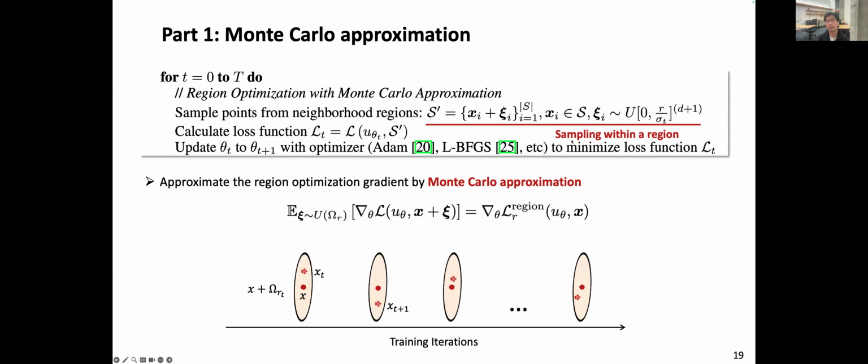For the first part, we adopted Monte Carlo sampling to approximate the region integral. Because we cannot sample all the points within a region, since it's infinitely fine-grained, we can just do sampling. But for efficiency, we propose a very efficient way to implement this: only sample one point in each region at every iteration.